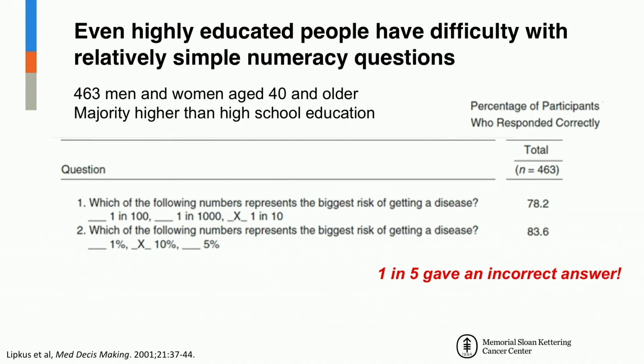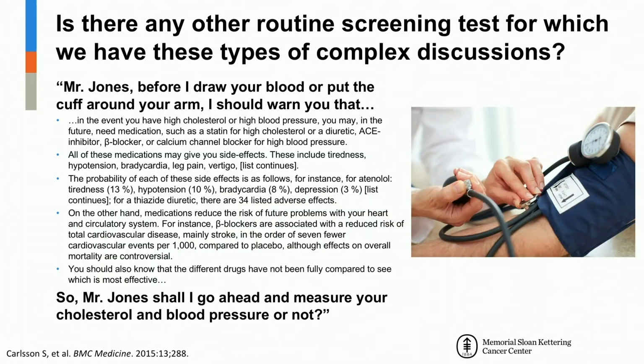So if this is true for highly numerate people, it's not impossible that the same holds true for less numerate people. And yet the current approach to shared decision making is throw numbers at people.